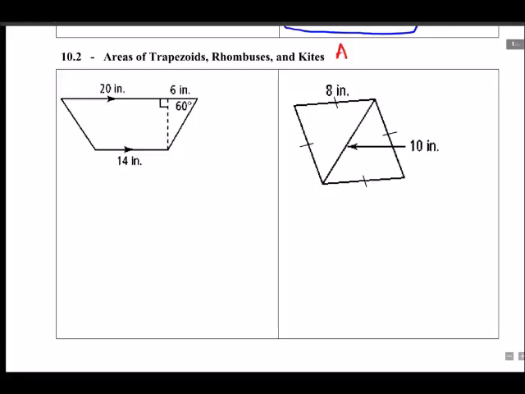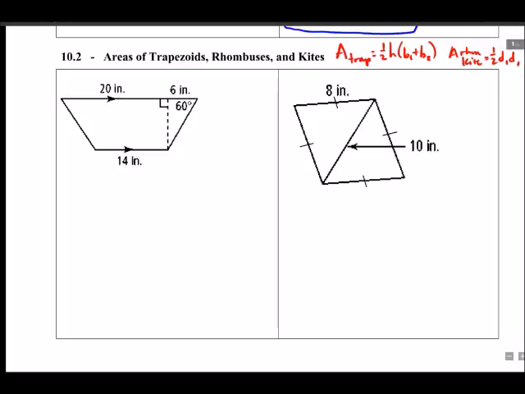And we should note the area of a trapezoid is 1/2 times the height times the sum of the bases. And area of rhombuses and kites is 1/2 times diameter 1 times diameter 2. All right, let's look at our first problem here.